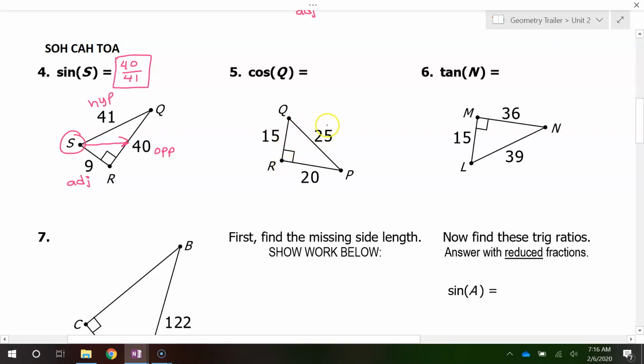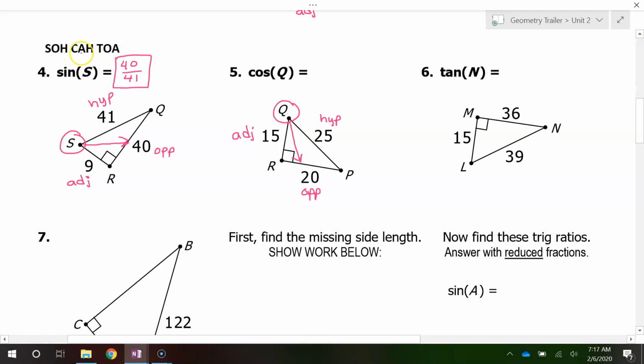Number 5, the 25 is the hypotenuse. It is across from the 90-degree angle. We're doing the cosine of Q. So let's circle Q and draw an arrow across from Q. This will be the opposite leg. The other one will be adjacent.